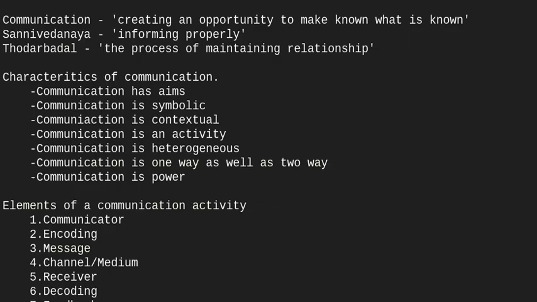And one way as well as two way. In mass media, there is one way communication. But if we use mobile phones to communicate with a friend, then that will be two way, right?